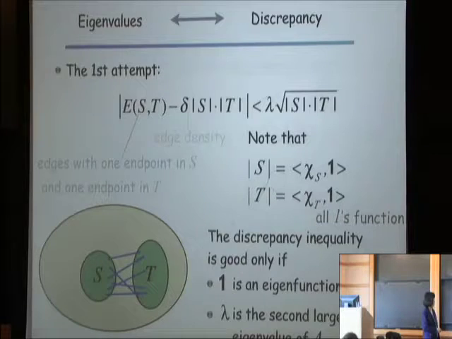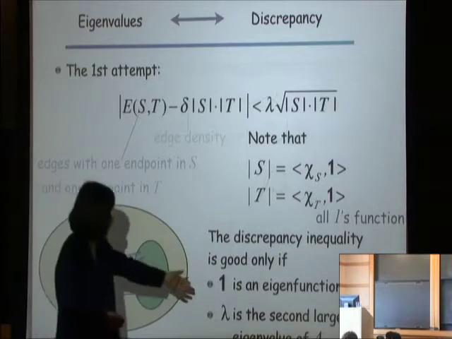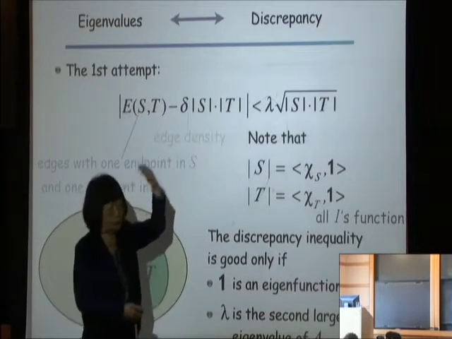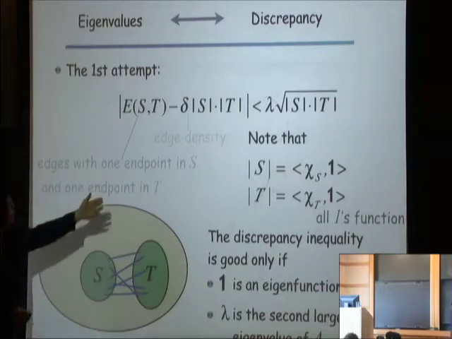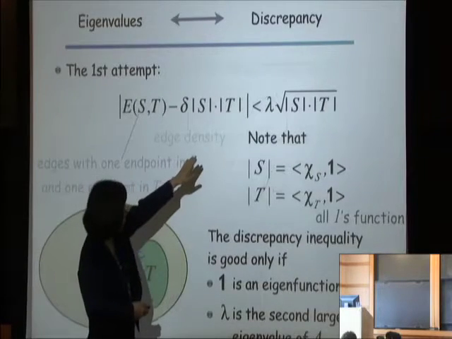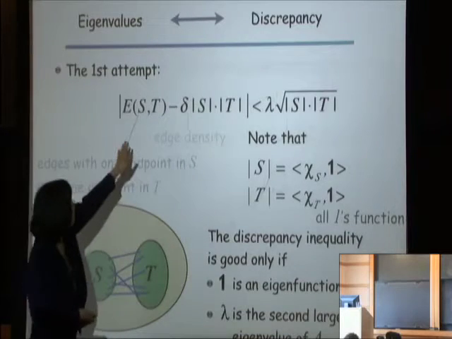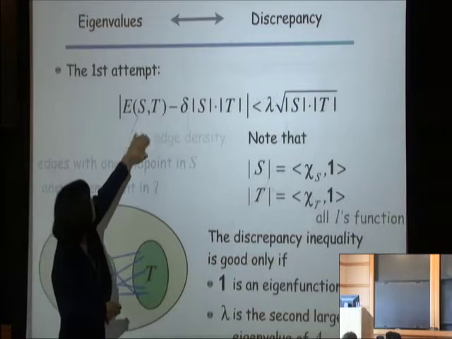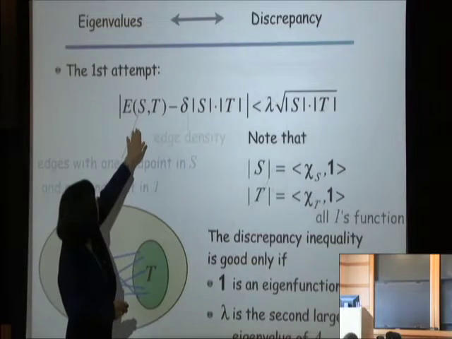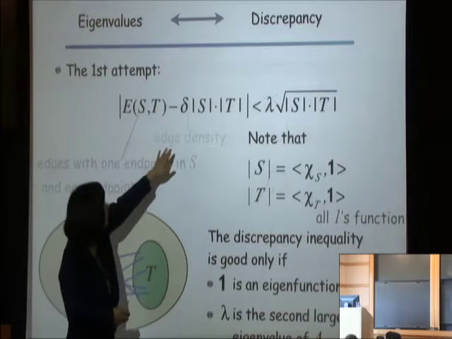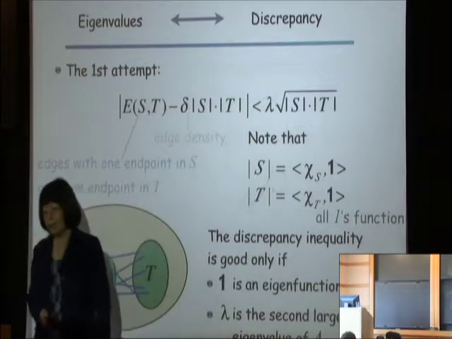of A. Second largest means absolute value, actually. So, this inequality is true. So if we have a control of this lambda, then you can estimate the number of edges between S and T pretty globally, just using its size.